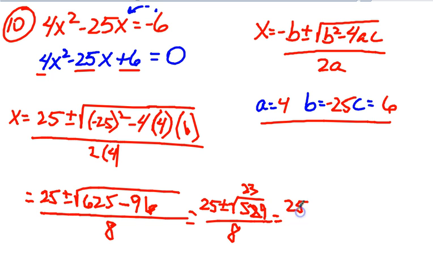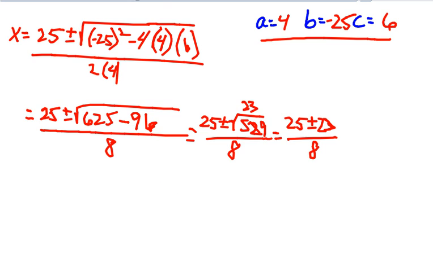So what you have here is 25 plus or minus 23 all over 8. Okay? And remember, we talked about that that means you have two answers. So that means one of our answers is going to be 25 plus 23 over 8.